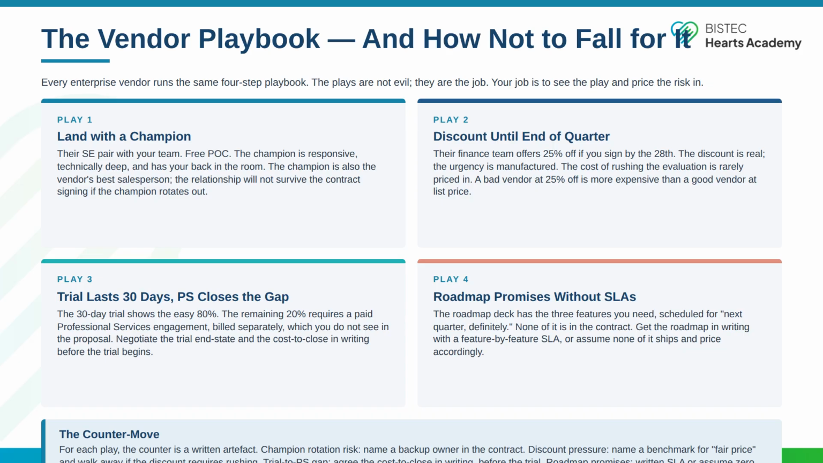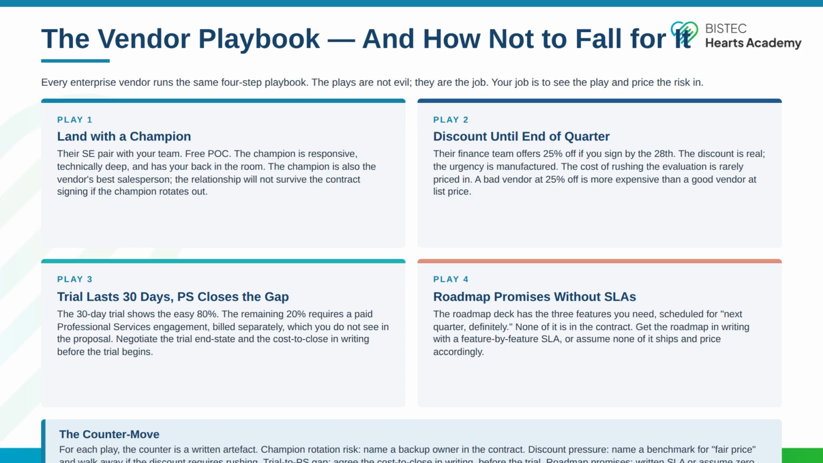Play 3, the trial lasts 30 days. PS closes the gap. The 30-day trial shows the easy 80%. The remaining 20% requires a paid professional services engagement, billed separately, which you do not see in the proposal. Negotiate the trial end state and the cost to close in writing before the trial begins.